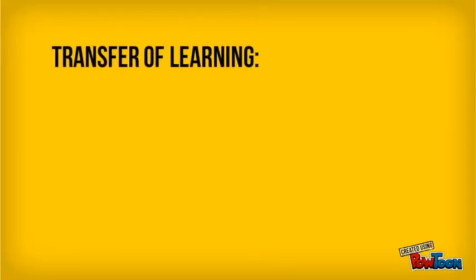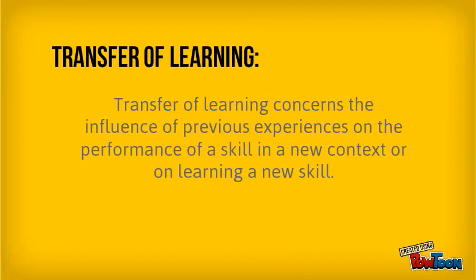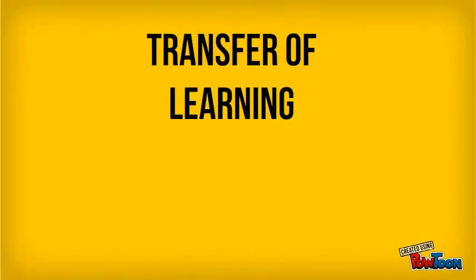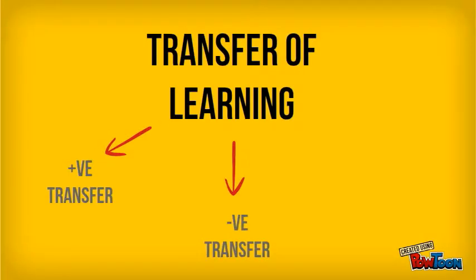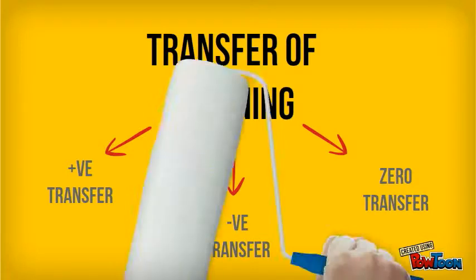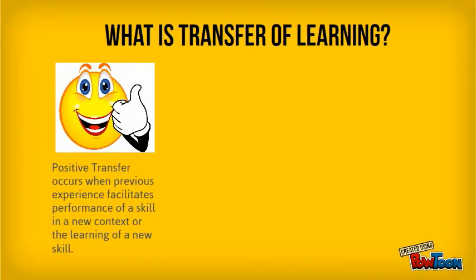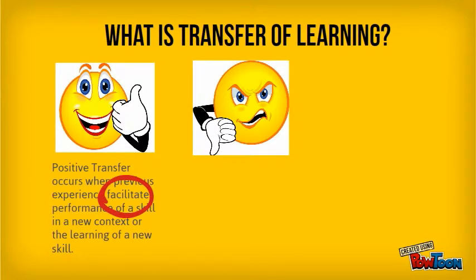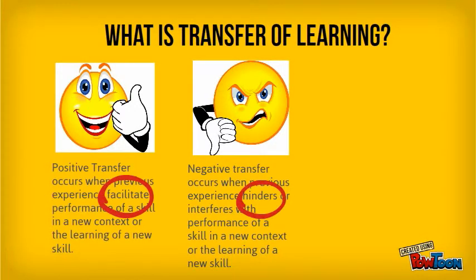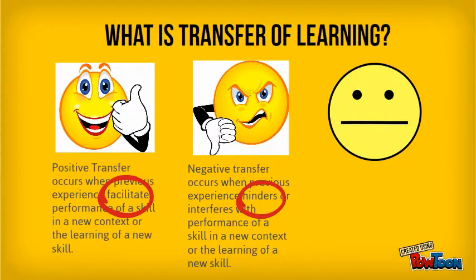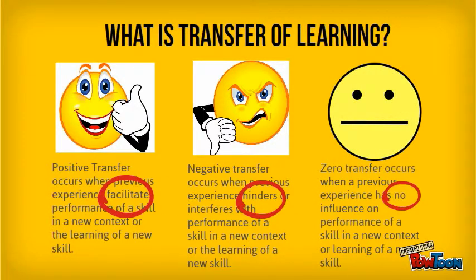Transfer of learning in its essence concerns the influence of previous experiences on the performance of learning a new skill. Transfer of learning comprises positive, negative and zero transfer. Positive transfer occurs when previous experience facilitates performance of a skill in a new context or the learning of a new skill. Negative transfer hinders, while zero transfer has no influence on learning a new skill.